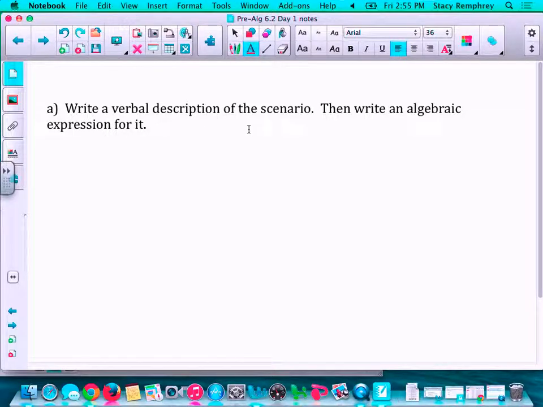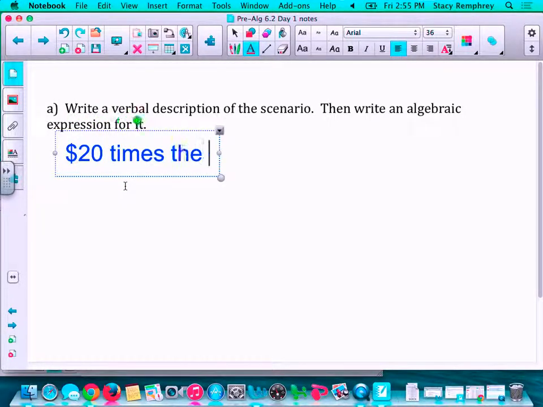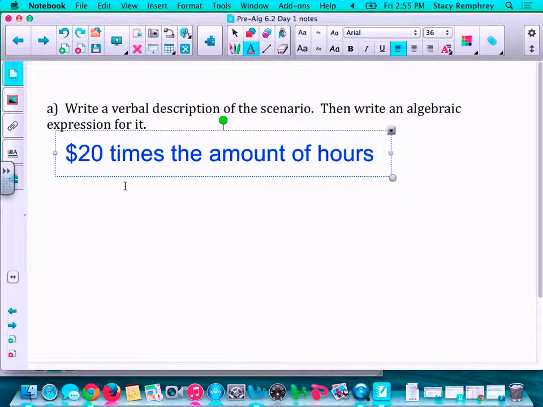So write a verbal description of this scenario. What I'm looking for there is kind of just to get you starting to talk about the math you would be doing. So maybe you would say something like, you'd probably say $20 times the amount of hours plus $100. Because if I was at 1 hour, I'd multiply 20 times 1. If it were 2, 20 times 2, and then I always have to add the 100 at the end.